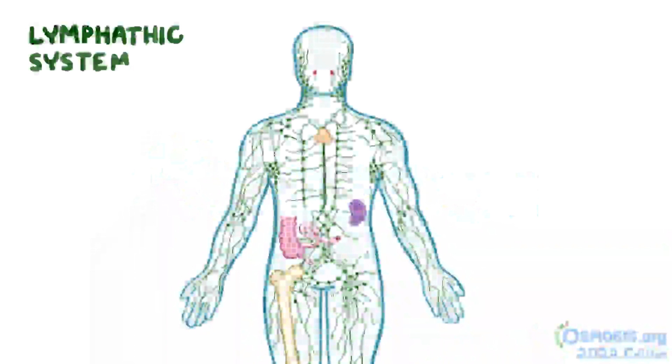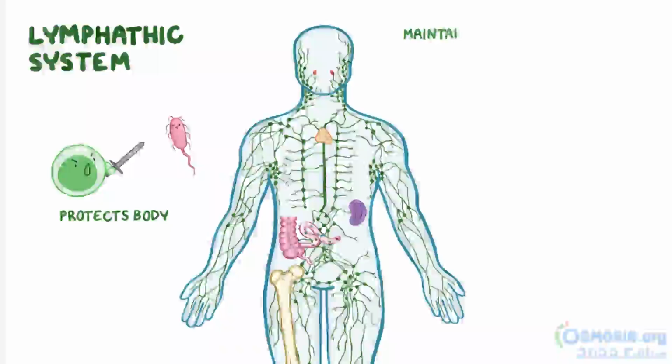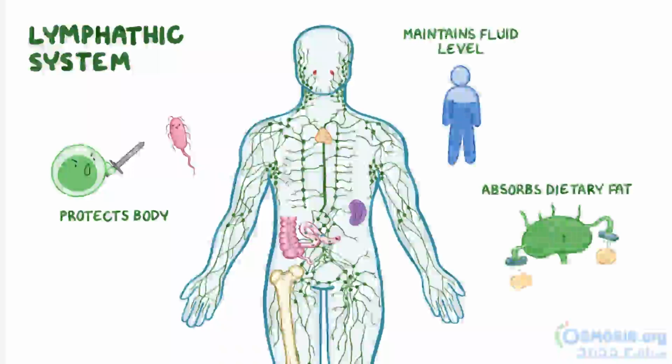The lymphatic system may be the most underrated system of the human body. It protects the body from invaders, maintains the fluid level in the body, and absorbs dietary fat from the intestine. That's pretty amazing for a system that is really small, sometimes even microscopic.